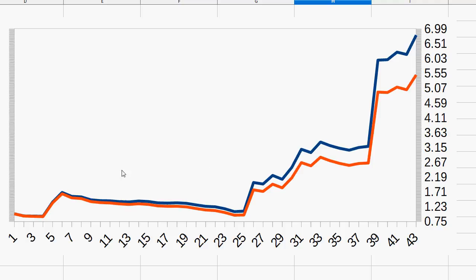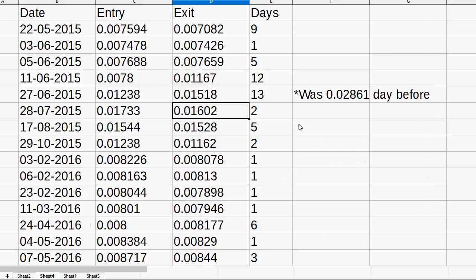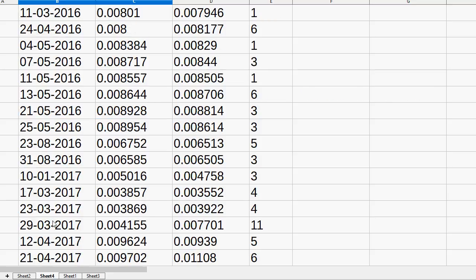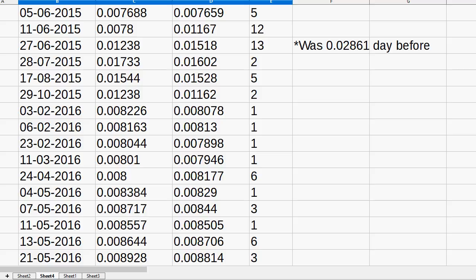Let's look back at the data from basically row 6 through 25. It all would have started on July 28th, 2015, going on to about March 29th, 2017. So there was 2 consecutive years of trying to outperform the Bitcoin and Litecoin market and not doing that great of a job.